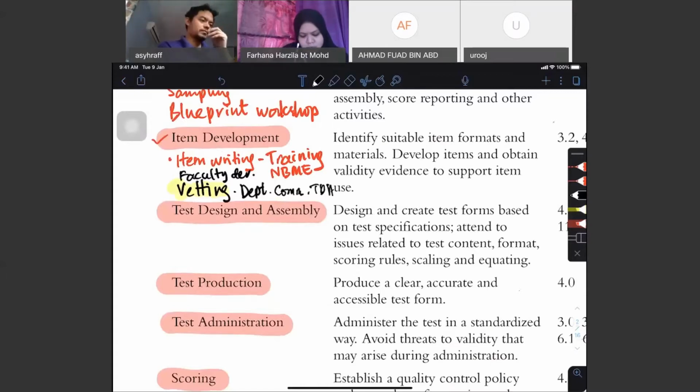If not, then the questions will go to the safe, to be printed, and to be kept in the strong room until the day of the administration. Okay. So that's the vetting, and the two important things in here: item writing and vetting.